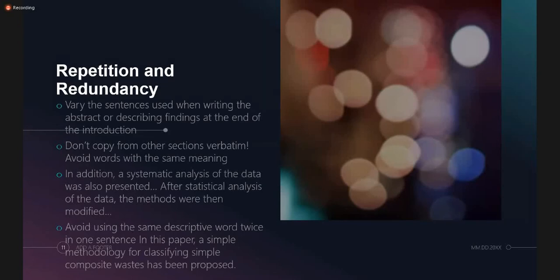So if you can focus here on the third bullet, a writer, an author was writing, quote unquote, I'm reading their own writing, the author's writing. In addition, a systematic analysis of the data was also presented. After statistical analysis of the data, the methods were then modified.